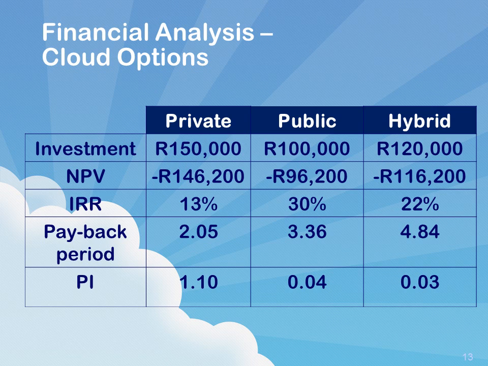We see NPV value on the respective areas, internal rate of return. It's quite reasonable within public, 30%. We see hybrid 22%, and we see private bringing us an internal rate of 13%. Payback period, we see significant payback within the private cloud, equally within the public, and the hybrid seems to be very conventional returns that we do see there.